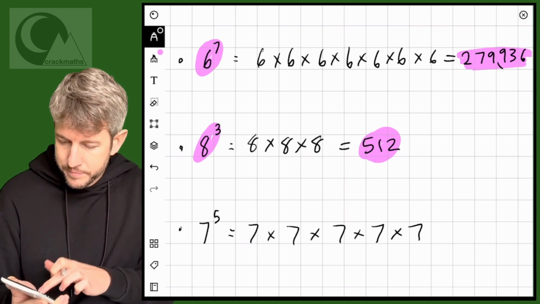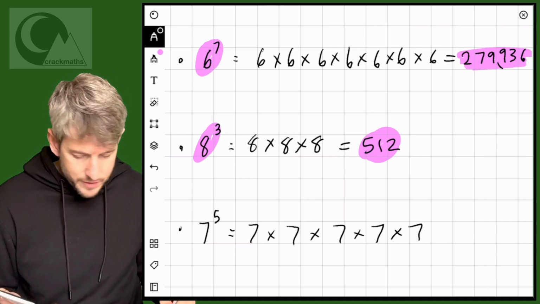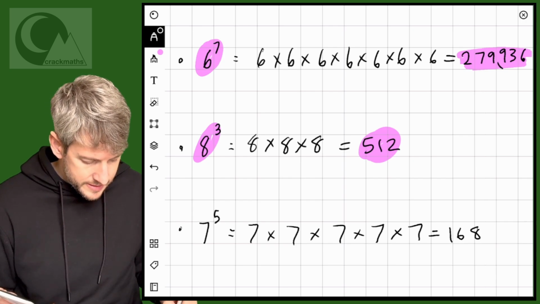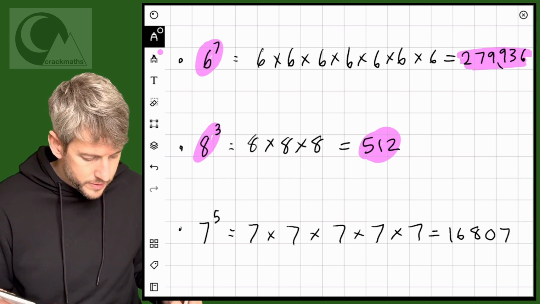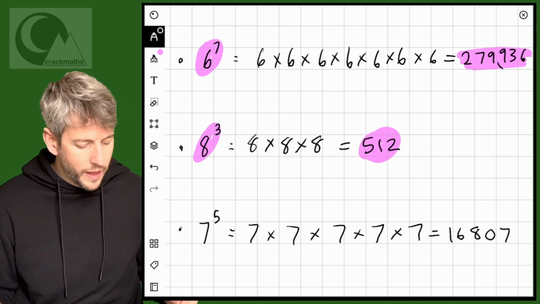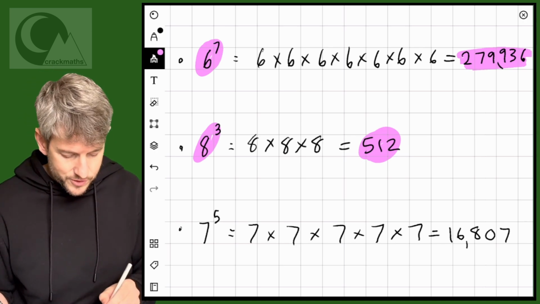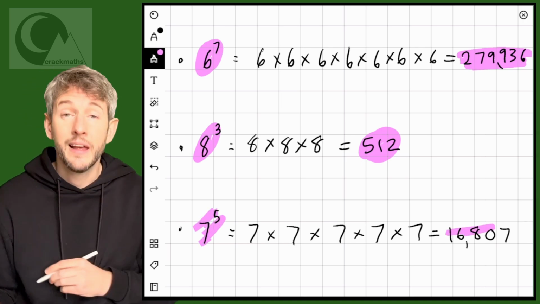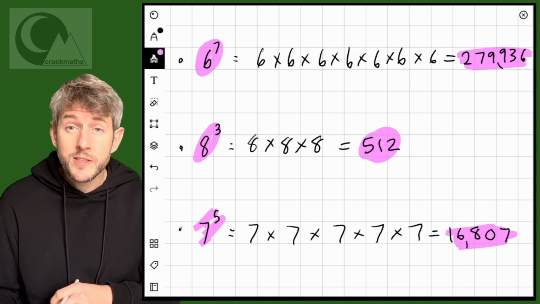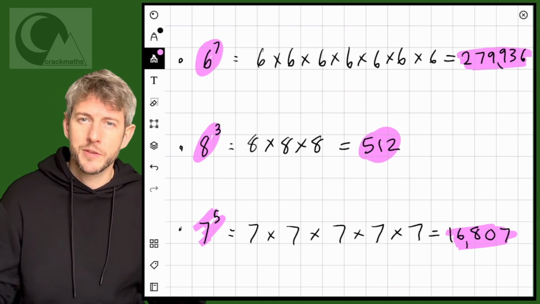7 to the power of 5 equals 16,807. So here we go. Right, so that is powers covered.